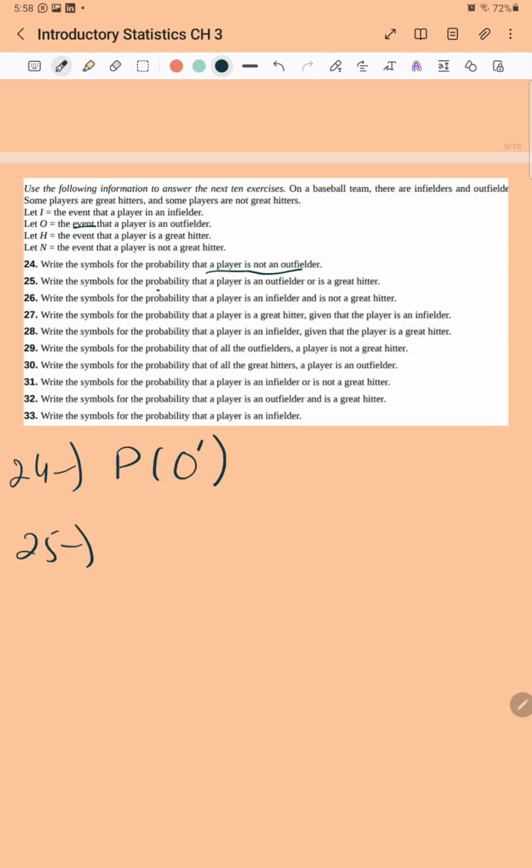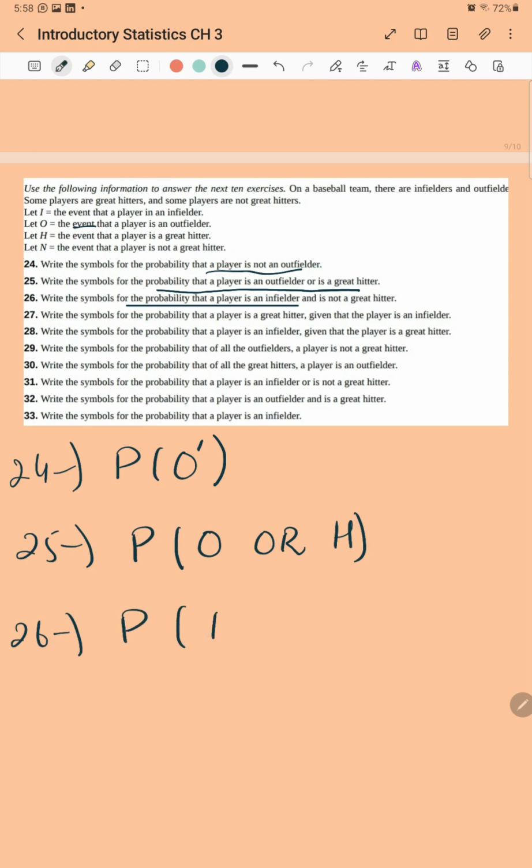25. Write the symbol for the probability that a player is an outfielder or a great hitter. या तो outfielder होगा या hitter होगा, H for hitter. 26. Symbol for the probability that a player is an infielder. Infielder is for I, and not a great hitter. Not a great hitter के लिए N use होगा.